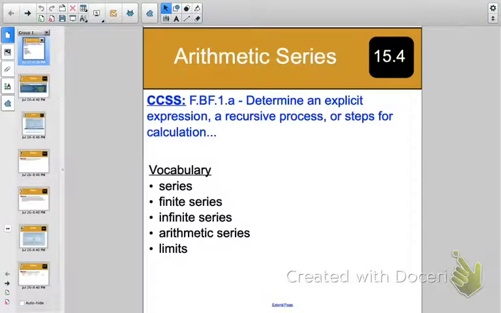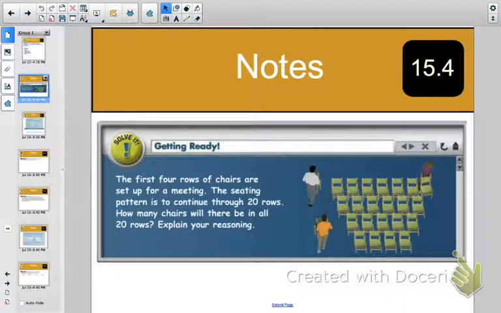Hey guys, we are doing 15.4, which is on arithmetic series. Different than arithmetic sequences. So we'll talk about what series are versus what sequences are.